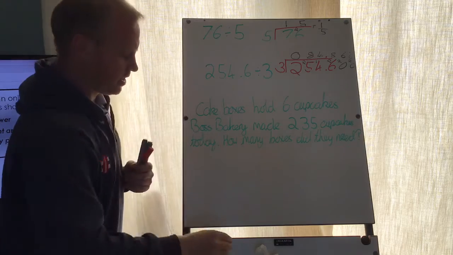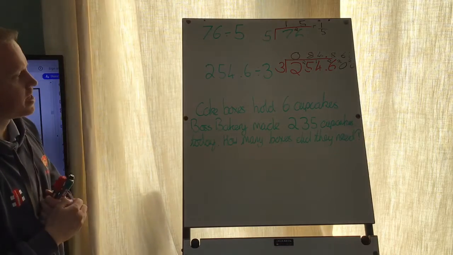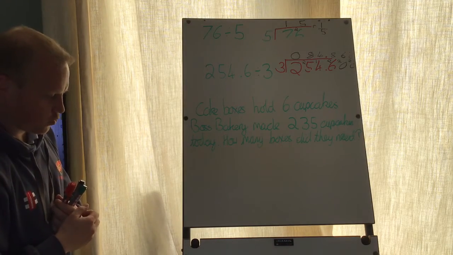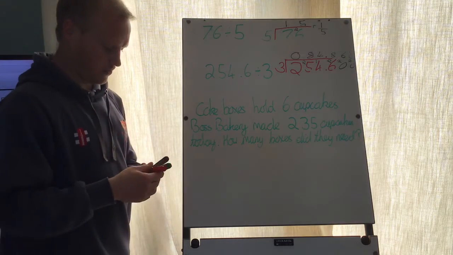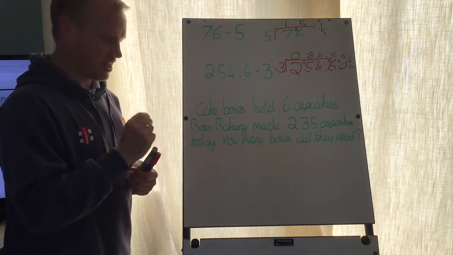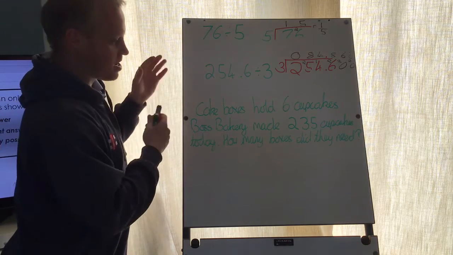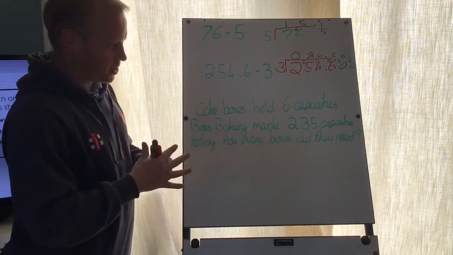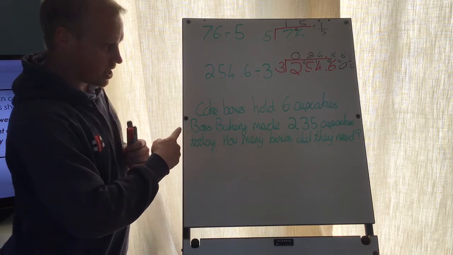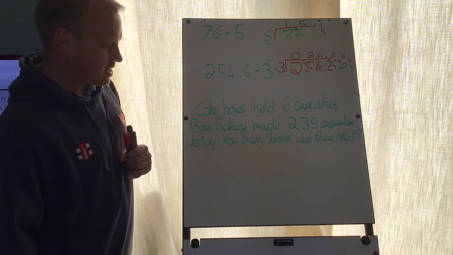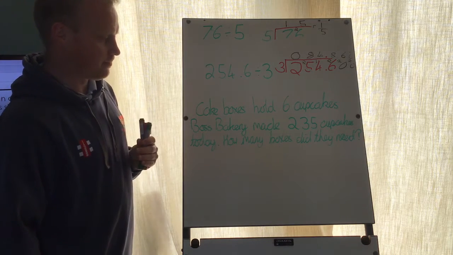Something I would like to highlight now is a classic SATs question where the children usually do some fantastic division, short division, but they don't actually answer the question properly. So here we go. We've got cake boxes can hold 6 cupcakes. Boss Bakery made 235 cupcakes today. So how many boxes did they need?